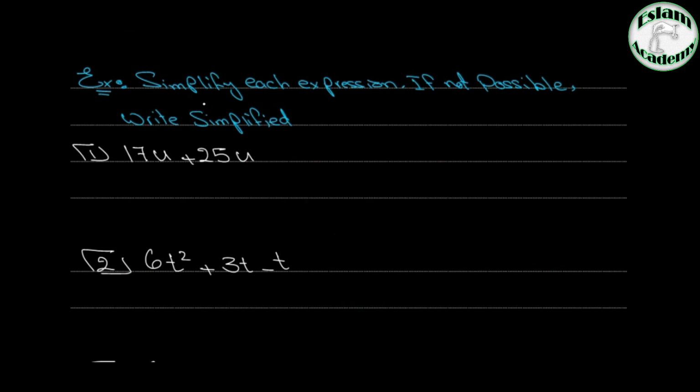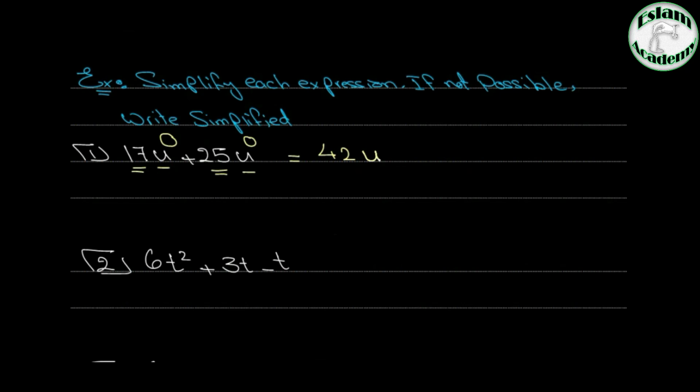In this problem, we need to simplify each expression. If that's not possible, we need to write simplified. The first one, 17u plus 25u. To solve this question, we need to check if there are like terms or not. We have the same variable, which is u, and they have the same power, which is power 1. So we can add the coefficients, 17 and 25. 17 plus 25 equals 42.